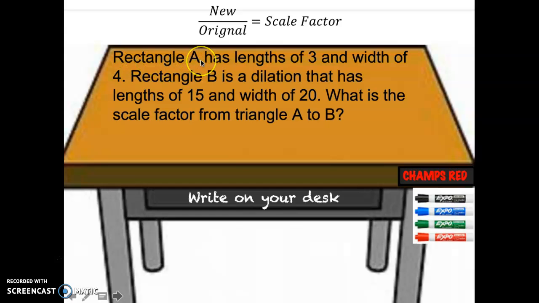A rectangle A, that's going to be original since A comes first, has the length of 3 and the width of 4. Rectangle B is a dilation that has a length of 15 and a width of 20. What is the scale factor? Now, it doesn't indicate to use length or width. Just make sure whatever you decide you keep the same.